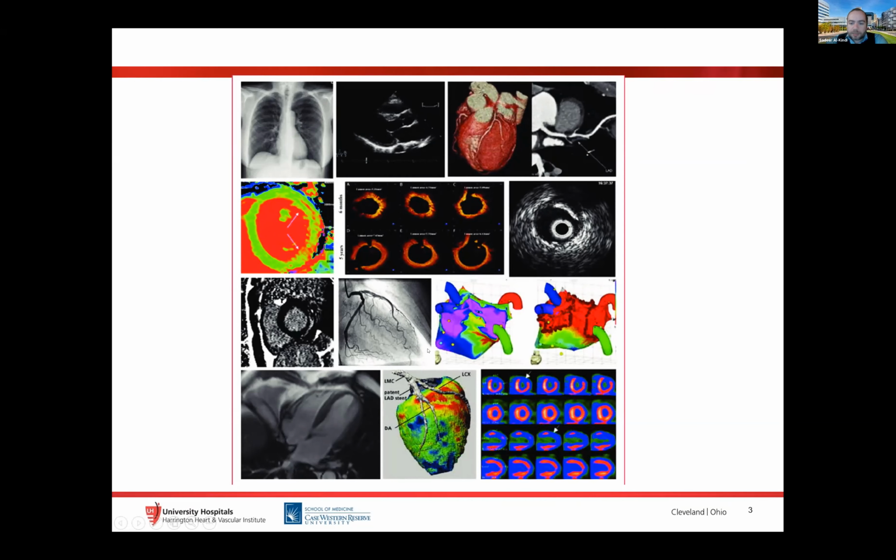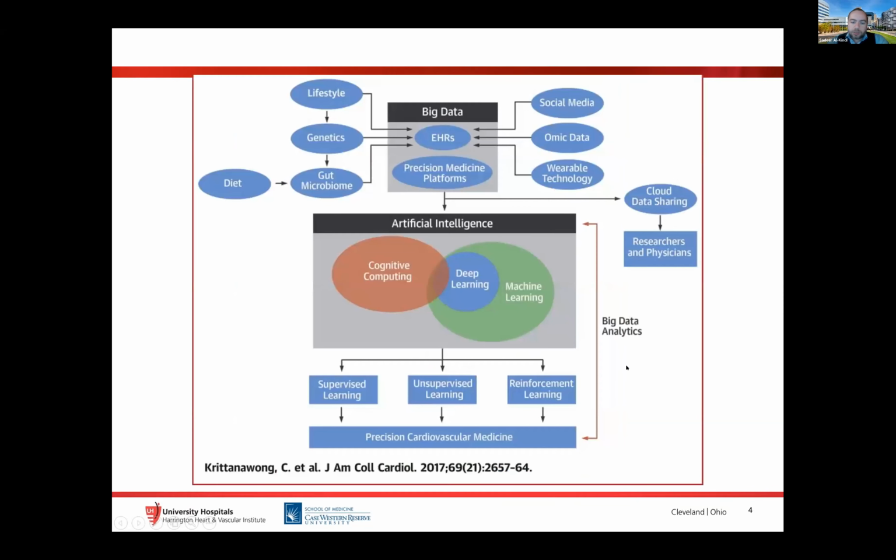We also have CT and electrophysiology mapping, MRI, SPECT, and other nuclear imaging. So applications of artificial intelligence in general, or machine learning more specifically, can be applied to electronic health records, which can draw data from lifestyle behaviors, genetics, microbiome, and other biodiversity data. You also have social media, omic data, and wearables that are increasingly being integrated into several health record systems.